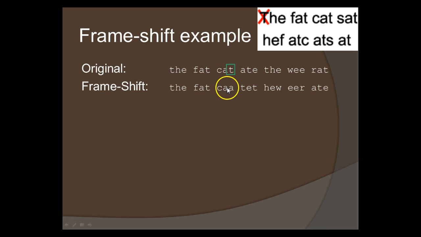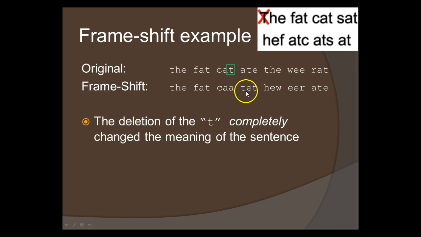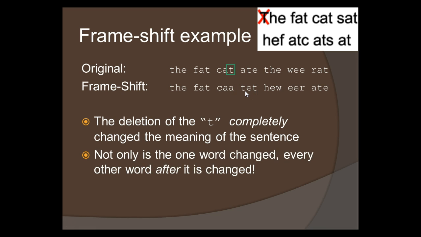It originally was the fat cat and then ate the wee rat, and then this other letter popped in from the side there. But just a deletion of a single letter messes up everything else. So not only did it completely change the meaning of the sentence, that one word changed and every other word after it was also changed. It can be a catastrophic mutation because a single letter added or deleted will screw everything up.